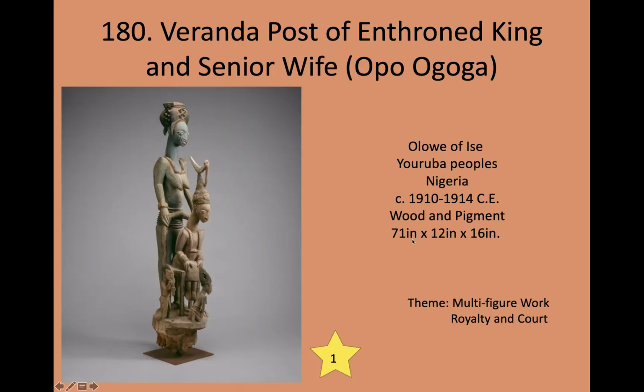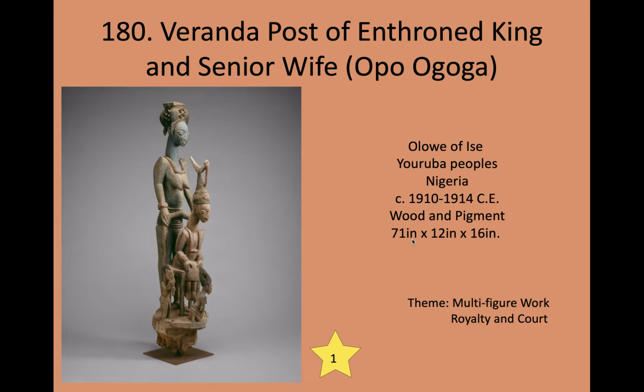Okay, so let's come back to this. Oluwe of Ise lived from 1878 to 1938. And he created 4 of these veranda posts for the royal palace of Ikiri. Okay, that's the name of the king, the name of the palace. He was a master carver, and he was in the court of the king here, and that's the king's name, Ikiri.